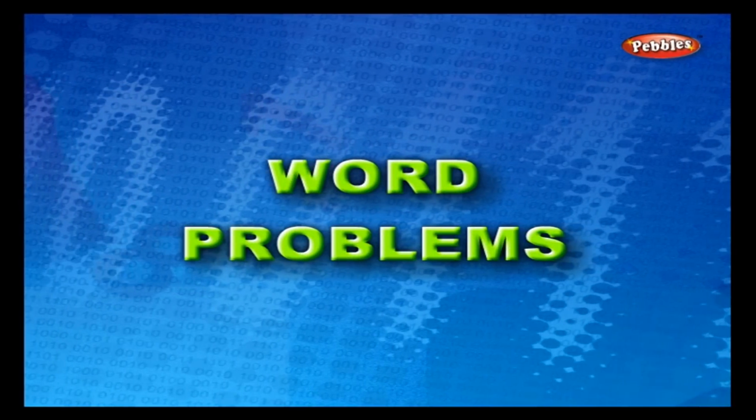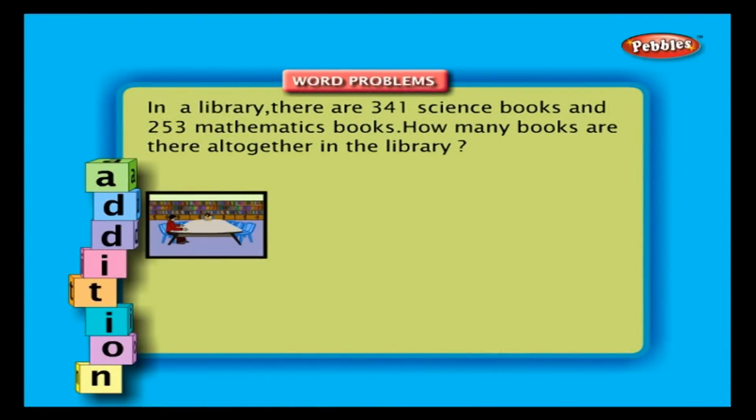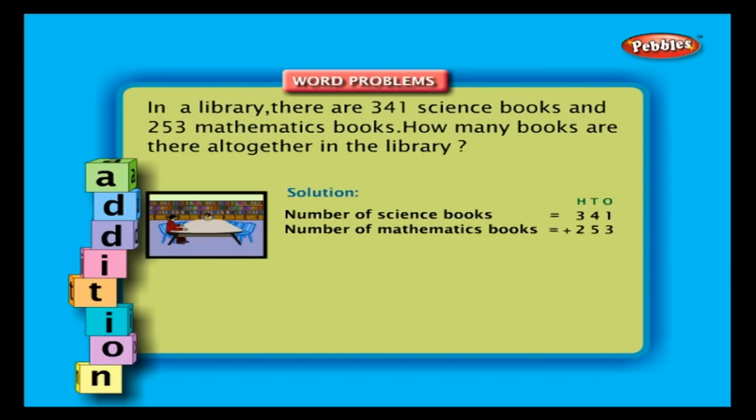Word problems. Example 1. In a library, there are 341 science books and 253 mathematics books. How many books are there altogether in the library? Solution. Let us arrange the numbers in a column. Number of science books 341. Number of mathematics books 253.